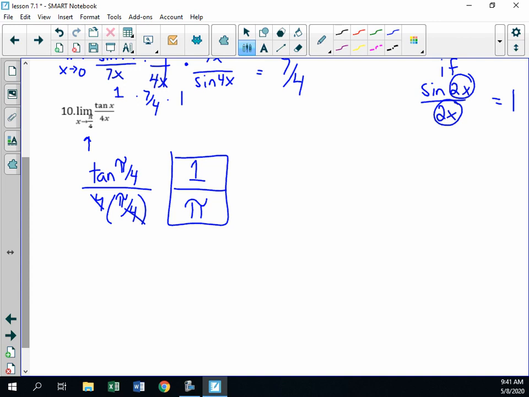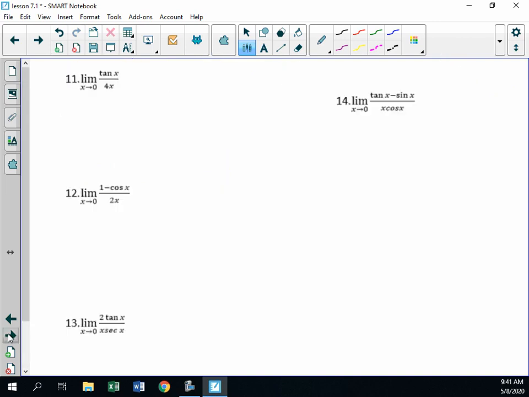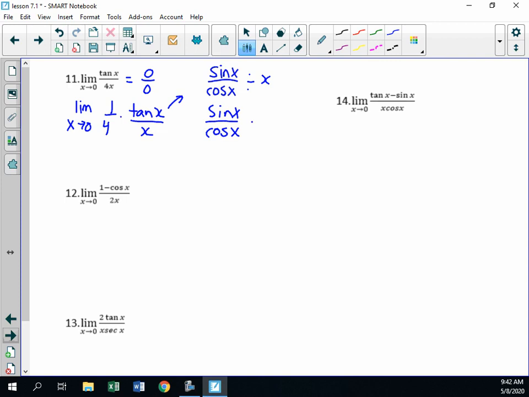Okay, we have a few more here. Number 11, tan of 4x as x is approaching 0. This is where we get 0 over 0. So for this one, we're going to pull out that 1/4, which is a constant. And we're left with tan x over x. Remember, this is sine x over cos x, technically divided by x. So what we get is sine x over cos x times 1 over x. Okay, so that's what that one looks like.